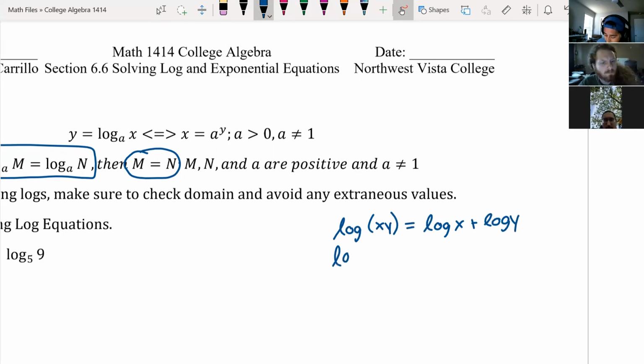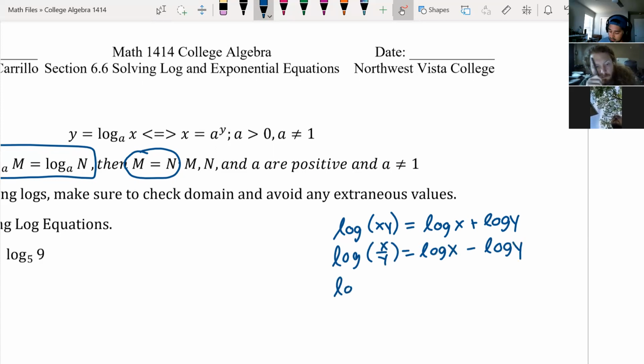And then if we had log of x over y, you'd get log x minus log y. And then if we had log of x to the n, you would just bring that n down and get n times the log of x. So those are our 3 main properties. Yes, there's others that we could use.